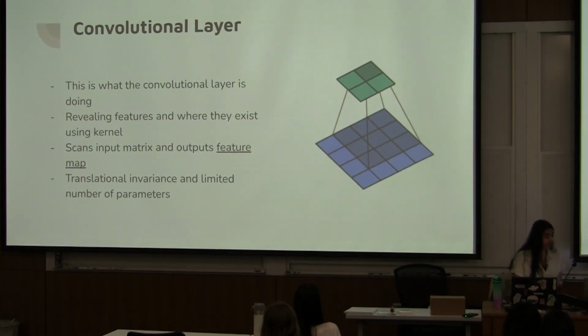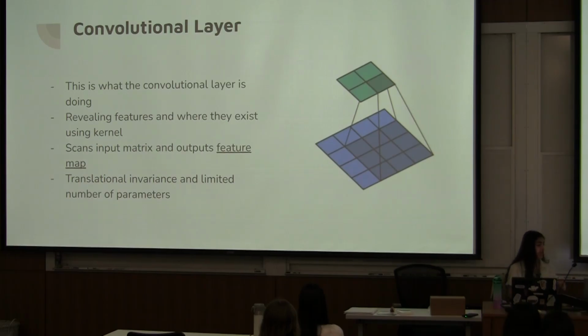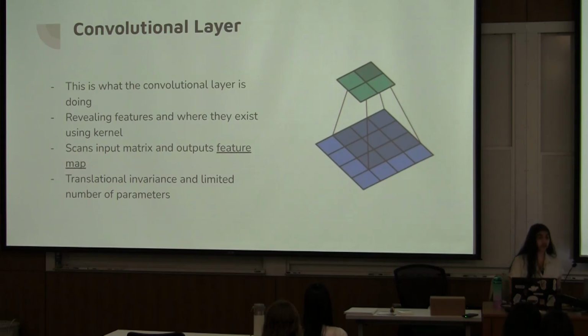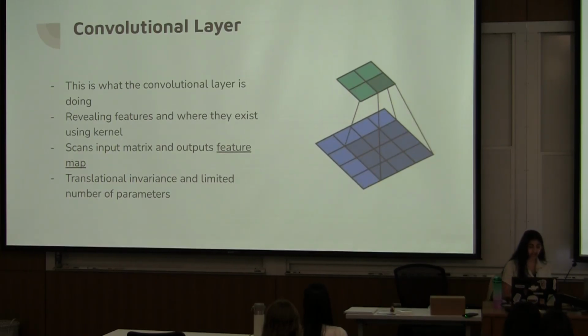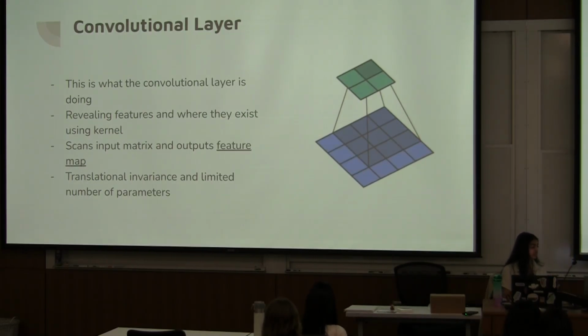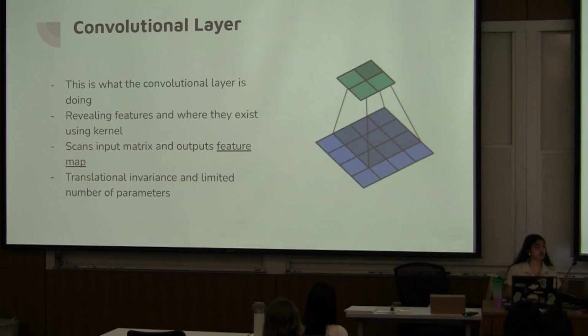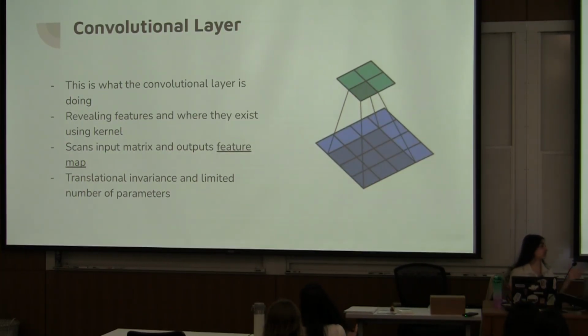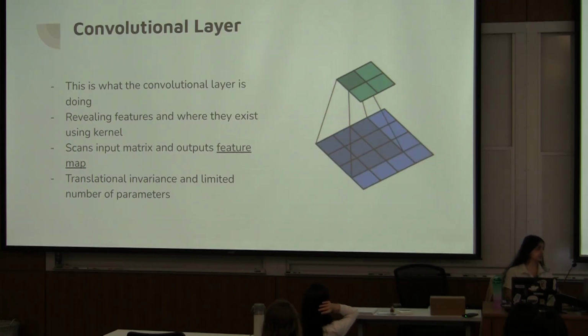Okay, so now we've learned all of this math of a convolution. This is basically what happens in every convolutional layer of a neural network. Each layer takes a predetermined kernel and applies it to the entire input matrix to get a new feature map and then sends it to the next layer. Basically, this is revealing features and where they exist using a kernel. And because the kernel is applied to the entire input, we can find a feature anywhere it exists in the matrix, which gives us translational invariance and also spatial awareness.